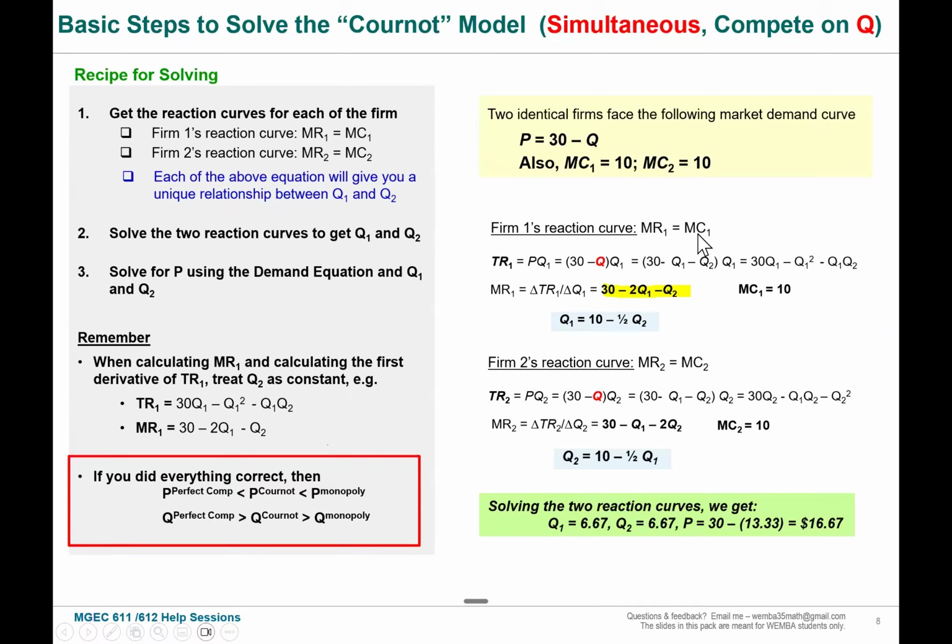Obviously, equate that to MC1, which is 10. You get this equation between Q1 and Q2. So that is the reaction curve of firm 1, which means that firm 1, depending on what firm 2 will produce, Q2, will produce Q1 accordingly. If Q2 is 0, firm 1 produces 10 units. If Q2 is 2, firm 1 produces 9 units, and so on. Let me pause here. The trick here is all about how you calculate MR1. Do people see how we did MR1? We first got the revenue, then differentiated the revenue with respect to Q1, holding Q2 constant.